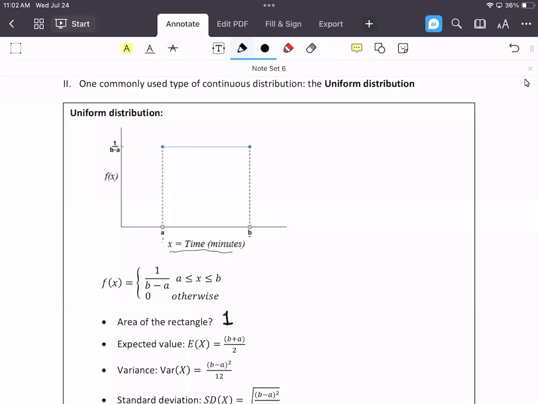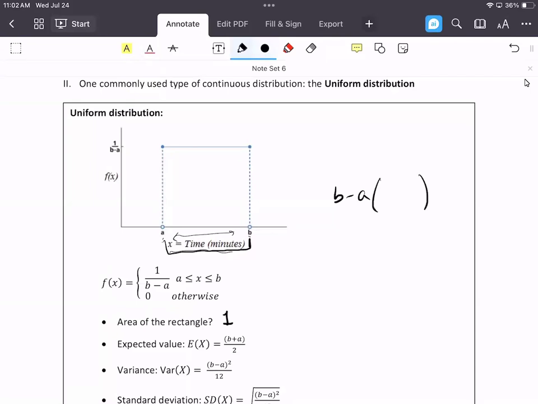So how did I come up with this height being 1 divided by b minus a? Well, we know that this width here is how wide it is. That's the range, and that's b minus a. Okay, so that's how far it is between these two.